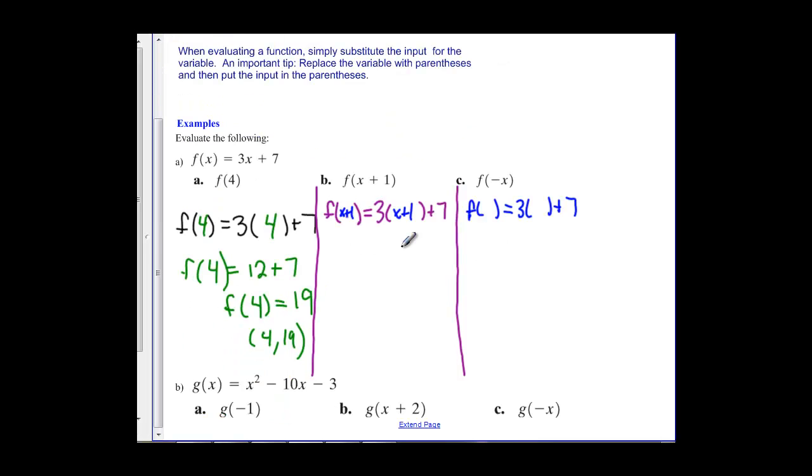So for B, did you all plug in the x plus 1 with the parentheses? Did you see why the parentheses were really important in this one? Yes, because of that distributing. So hopefully your next line is what? Yes. Thank you for taking out the extra step for me. All right, and then our final, so f of x plus 1 equals what? Yeah, 3x plus 10.